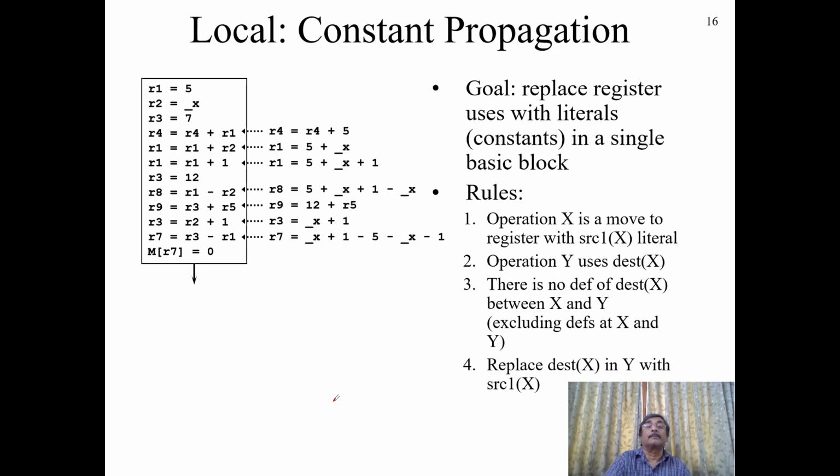Let's go to the next. Constant propagation. It's also about constants. It's easy. First, let us have a look. See, R1 equal to 5, right? So this R1 is 5, that we know. Now R4 is R4 plus R1. So instead of writing R4 is R4 plus R1, you can write R4 is equal to R4 plus 5.